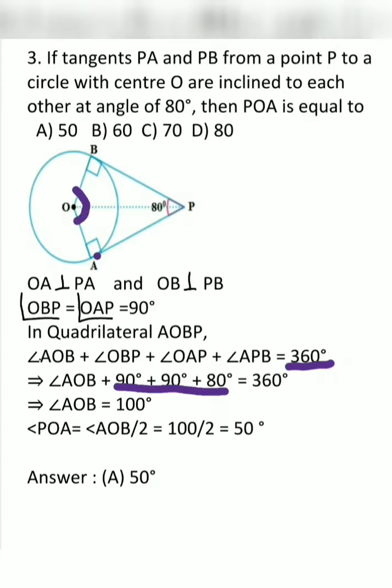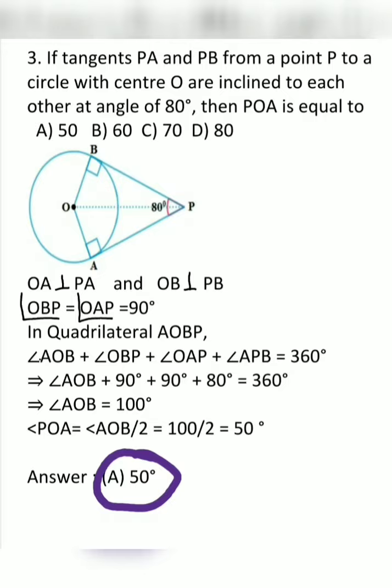AOB. See, once we get this angle, afterwards what will we do? We will bisect that angle. Why? Because we want only half. Half means what? Angle divided by 2. 100 divided by 2 gives 50 degree. 50 degree is our final answer. But here you have to write it along with the option. Option A, 50 degree.